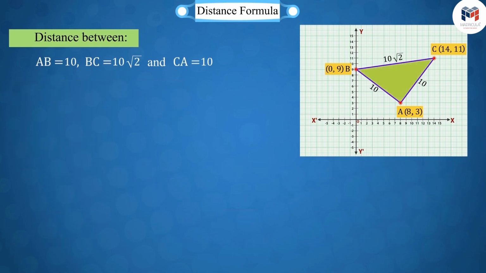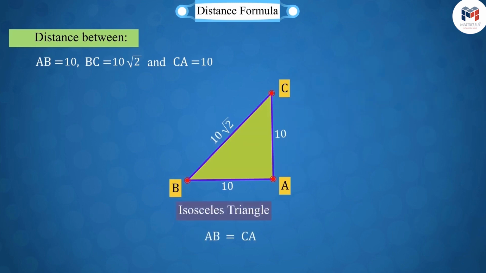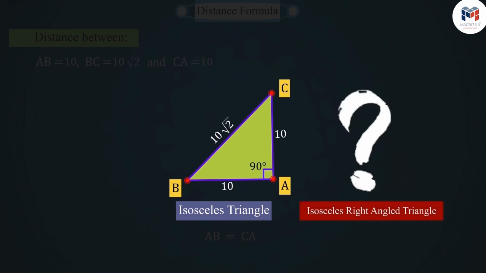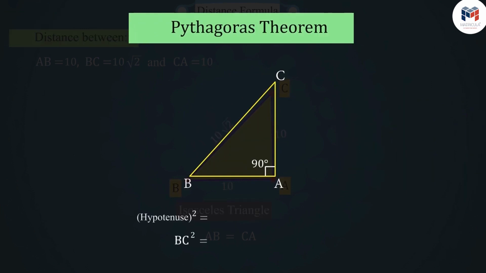If you look carefully, we get the values AB and CA as equal, which satisfies the condition of an isosceles triangle. But we have to check for an isosceles right-angled triangle. Can you tell how we can check if it is an isosceles right-angled triangle? Good. For this, we will use the Pythagoras theorem.